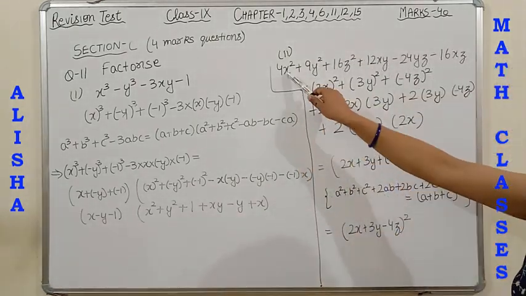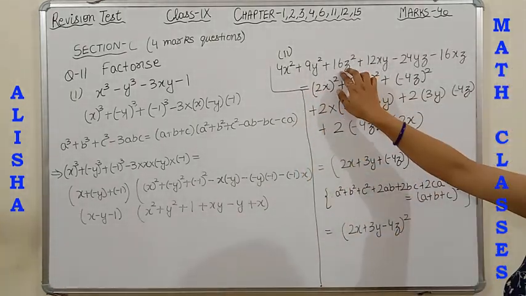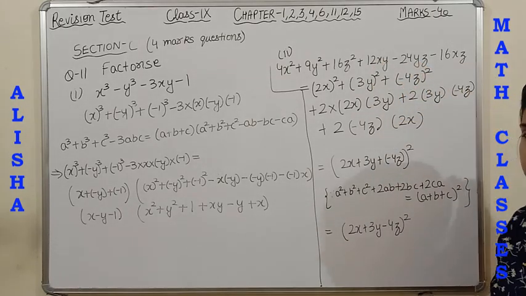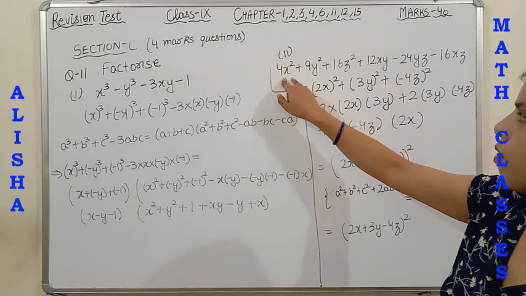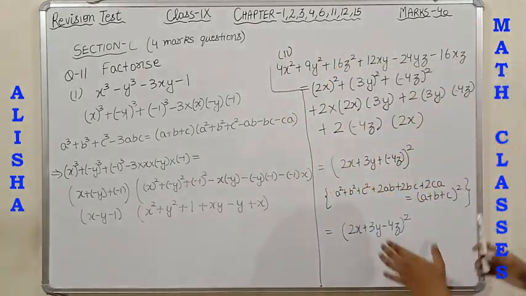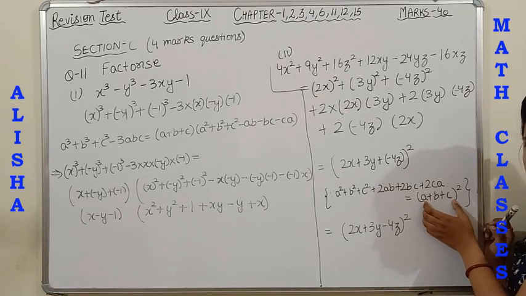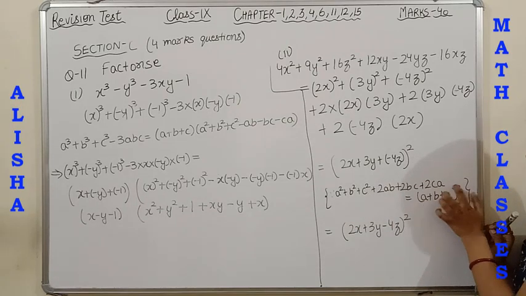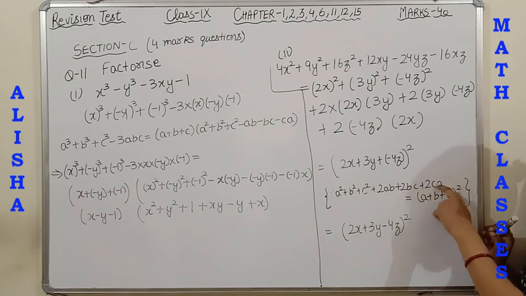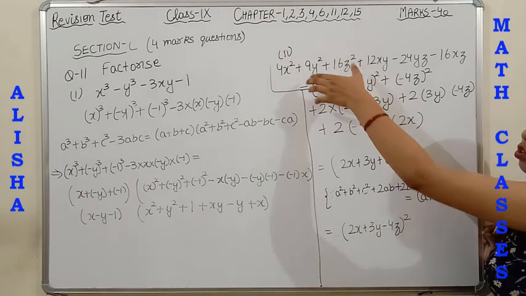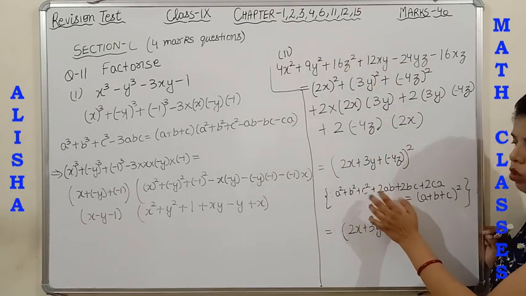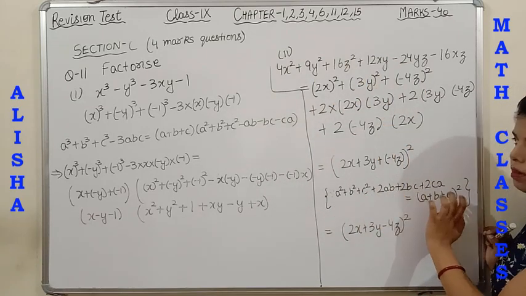The next part is 4x square plus 9y square plus 16z square plus 12xy minus 24yz minus 16xz. Now this is in the form of a square plus b square plus c square. This will give you the hint that this is the formula that we have to use: a plus b plus c whole square is equal to a square plus b square plus c square plus 2ab plus 2bc plus 2ca. So that means you have to form this complete equation in the form of a square plus b square plus c square plus 2ab plus 2bc plus 2ca.